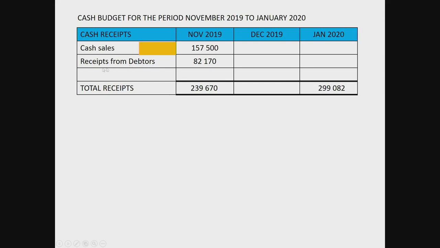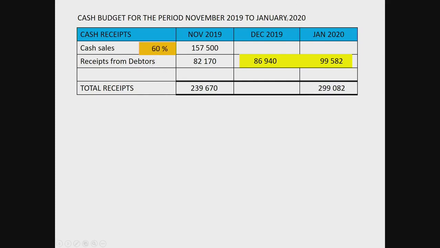Okay, so that line, receipts from debtors, is actually coming from your debtors collection. Let's just have a look at what's happening over here. That line is coming from your debtors collection. That was the second slide that we showed.